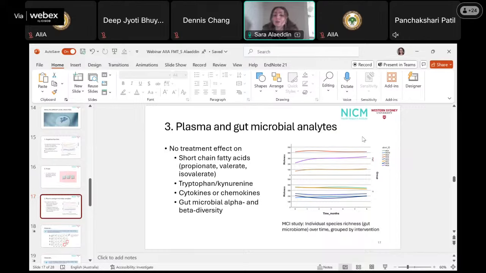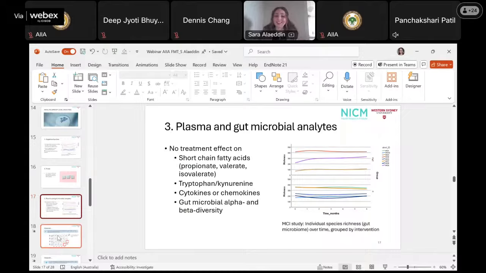Regarding plasma and gut microbiome analytes, I looked at short-chain fatty acids, tryptophan and kynurenine levels in plasma, and I also looked at 46 different cytokines and quite a few gut microbiome markers. On the group level, I also saw no significant difference between the FMT and the placebo group. So this was quite disappointing.